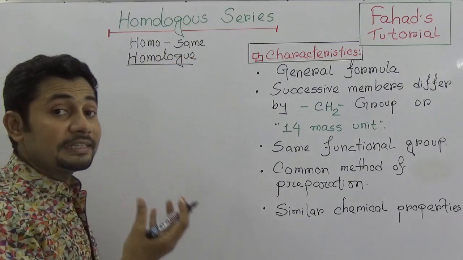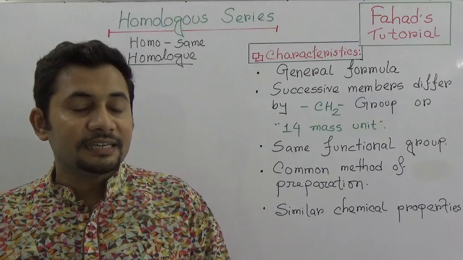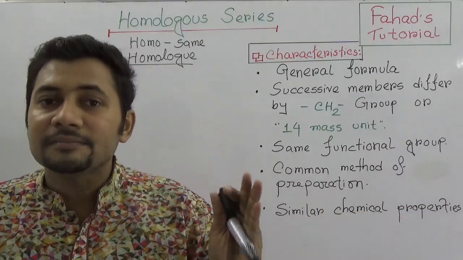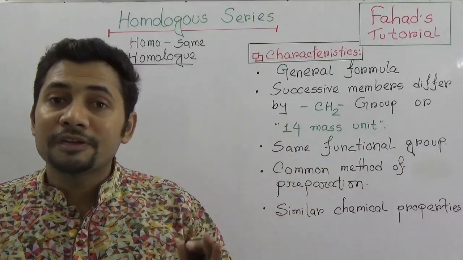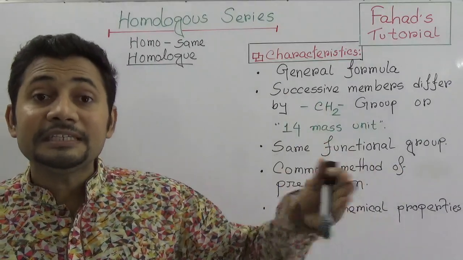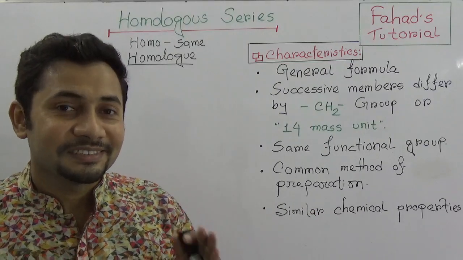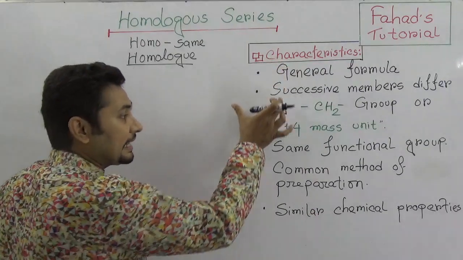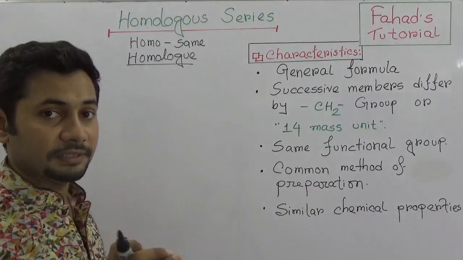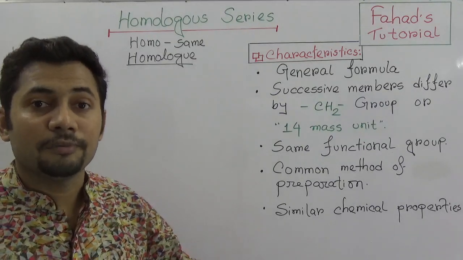So what are the characteristics of homologous series? Previously it was said that a homologous series is a series of compounds with the same general formula but different molecular formula, happening in immediate succession. That is called a homologous series. Now look closely at the characteristics. Number one, very simple: all homologous series will have a general formula.